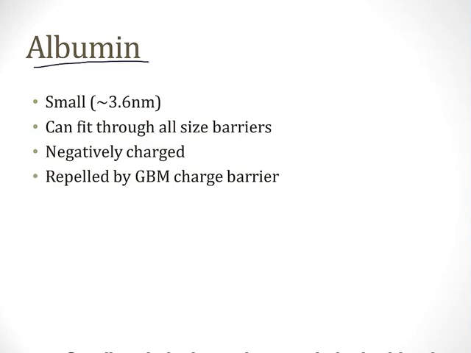So albumin is the major protein in the blood. Recall that it's responsible for most of the oncotic pressure of the plasma. And it's a small protein, about 3.6 nanometers in size. So it can fit through all the size barriers. The reason it can't get through the filtration barrier is because it's negatively charged and it's repelled by the glomerular basement membrane. I made this point before, but I'm just mentioning it again because albumin getting into the urine is responsible for much of the pathology in glomerular diseases.